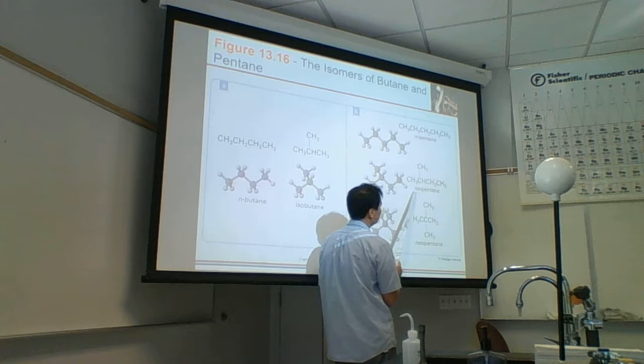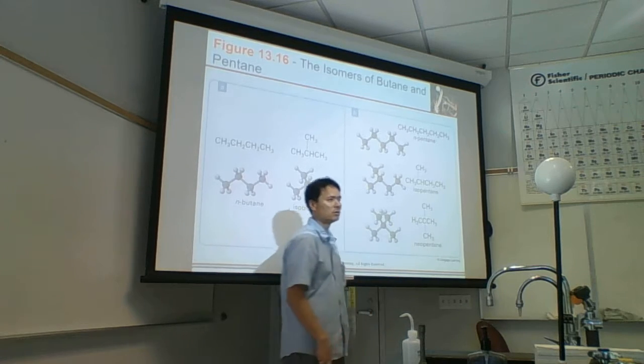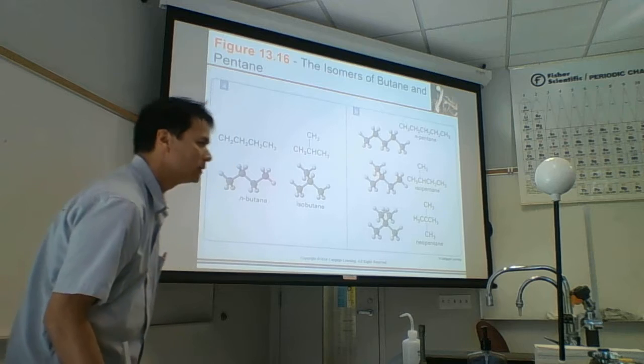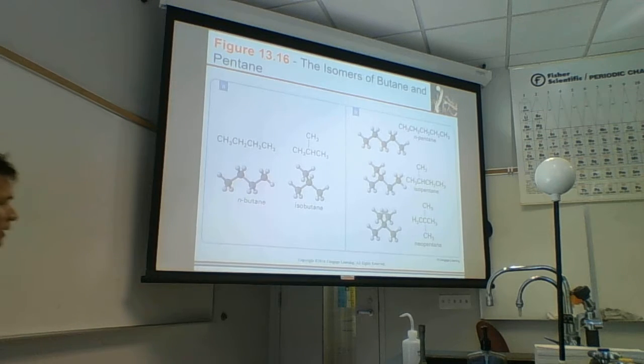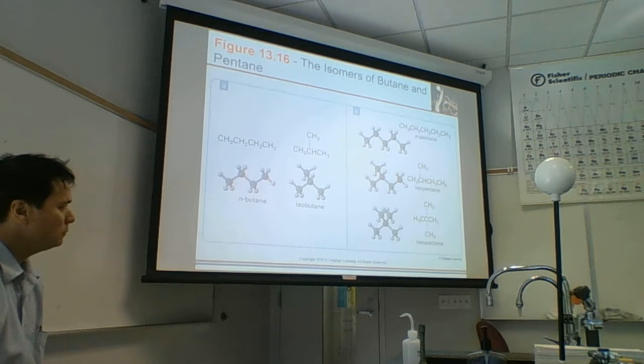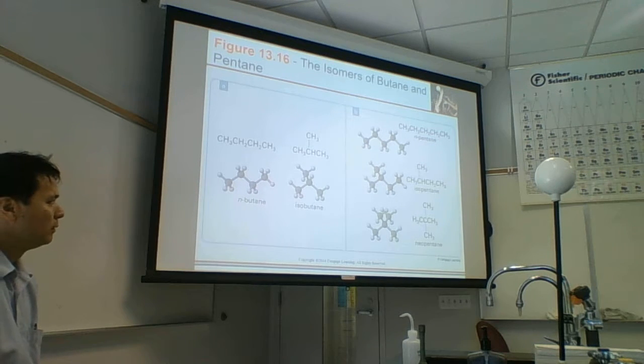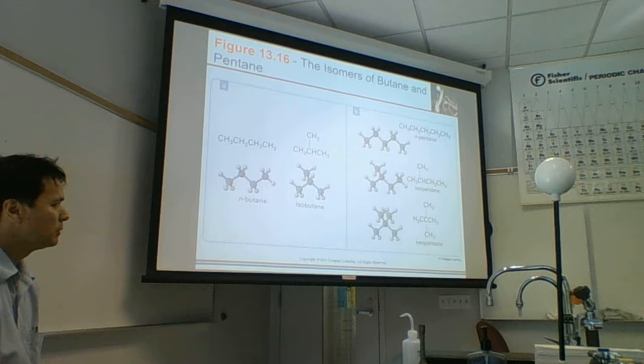And isopentane has another name. What's the longest chain? 4. And so what would another name for isopentane be? In fact, this would be a more systematic name. What would it be? Methylbutane.